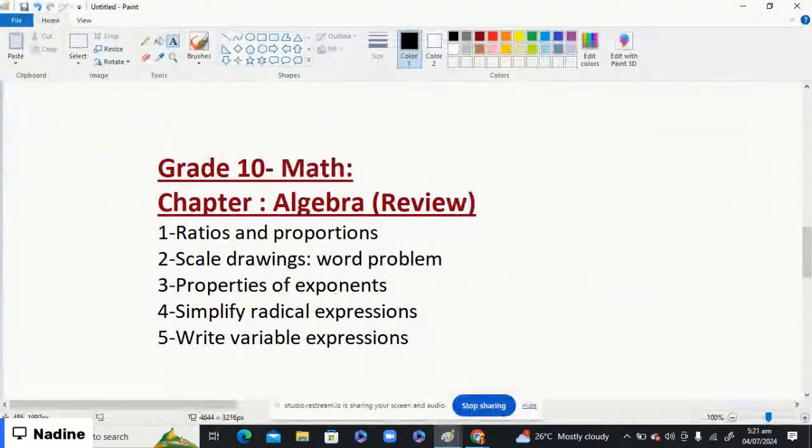So today we are here for grade 10 maths. The chapter we discuss today is algebra, and here are the names of the lessons: ratio, proportions, scale drawing, word problems, proportion, properties of exponents, and simplify the radical expressions and write the variable expressions.